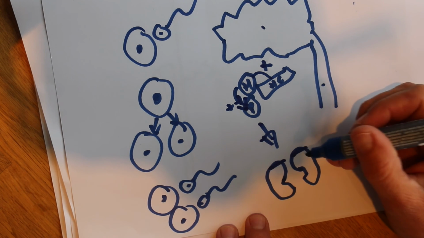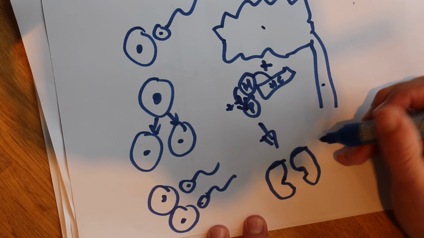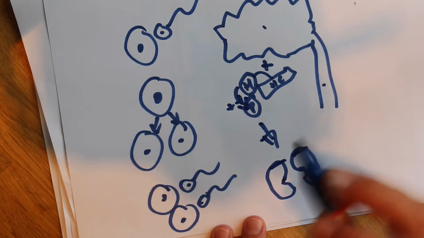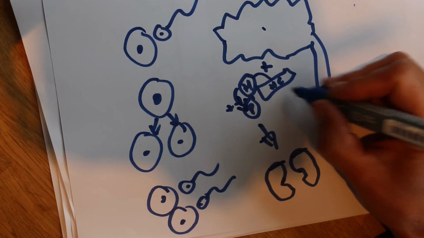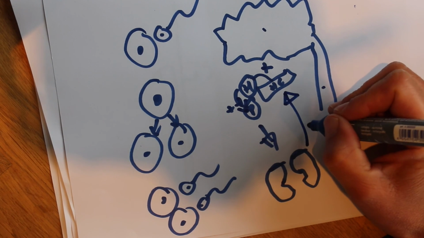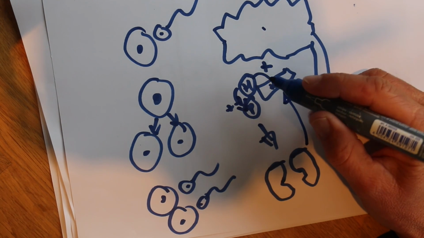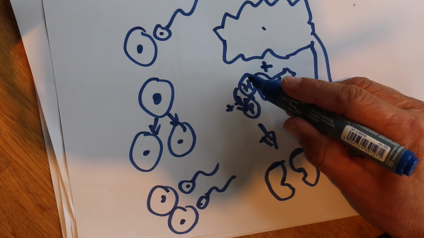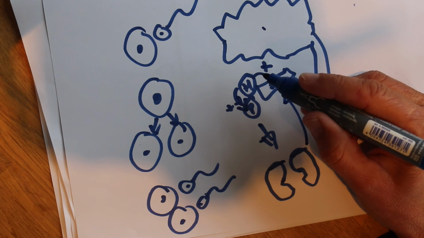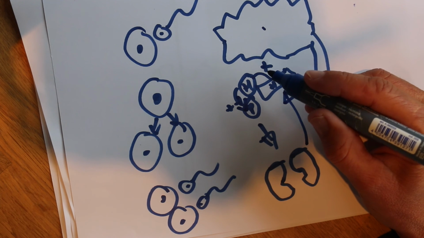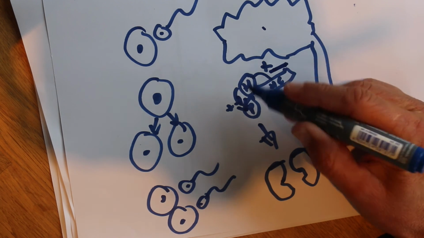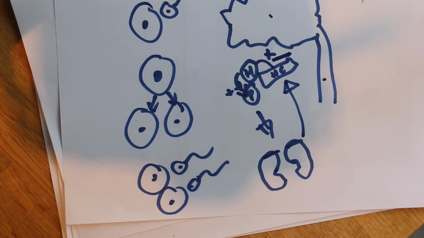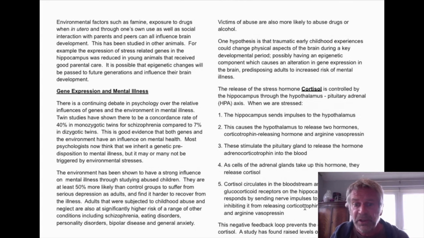Cortisol then goes back into the bloodstream, and it binds to receptors in the hippocampus up here. So the cortisol goes up there, and this then stops it from releasing the corticotrophin releasing hormone. So what we have here is a negative feedback mechanism, so it will in effect switch itself off. And what we see is that this prevents the excessive release of cortisol.